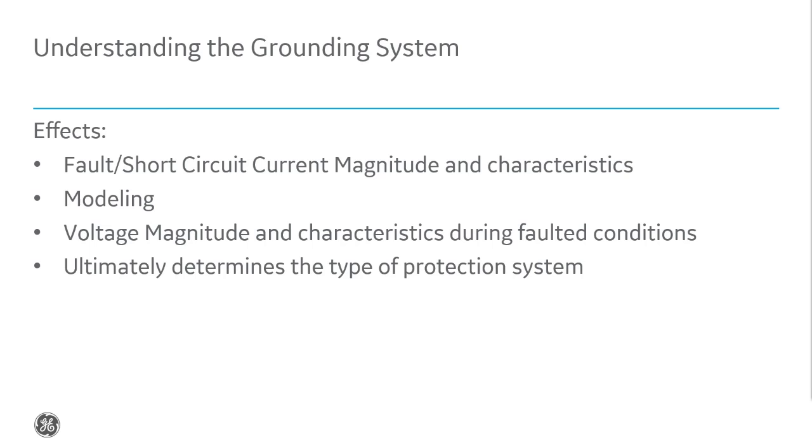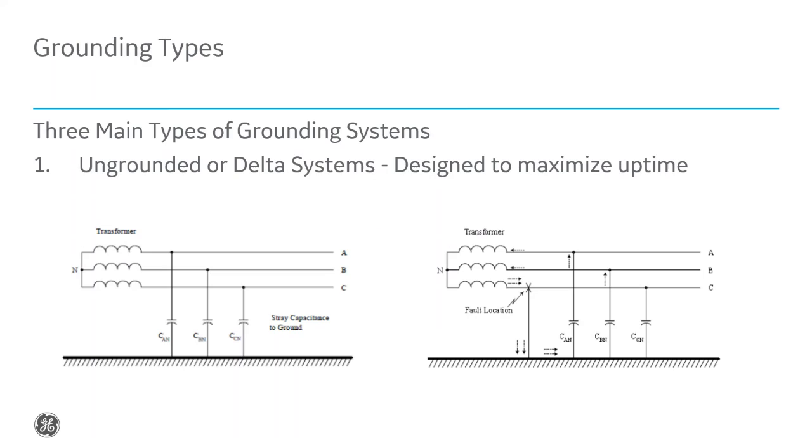There are three main types of grounding system on the distribution system, as we refer to them. The ungrounded or delta systems. These types of systems are designed to maximize uptime, because in this system, a phase-to-ground fault, as in the drawing on the right, has no return path for ground current to flow.